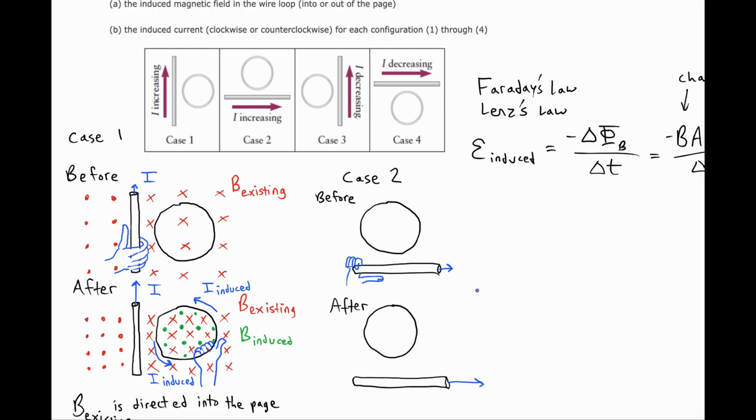The thumb points to the right, but the fingers now are showing that the magnetic field would actually be directed out of the page. Okay. Afterward, though, it gets more intense out of the page. All right, so the existing B is increasing in magnitude out of the page. We have to stop that. We have to counteract it with a field that points into the page.